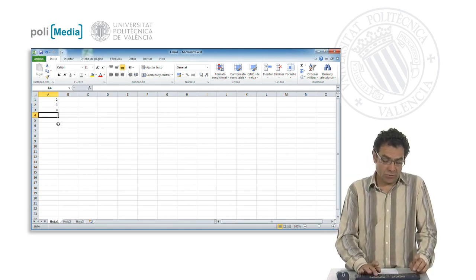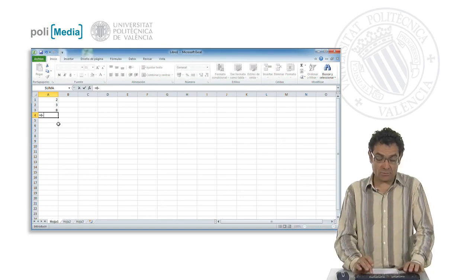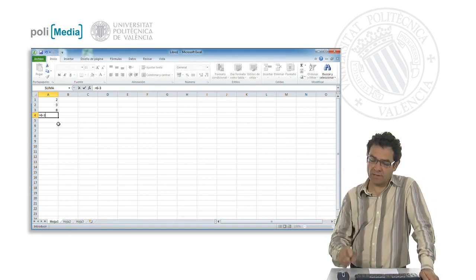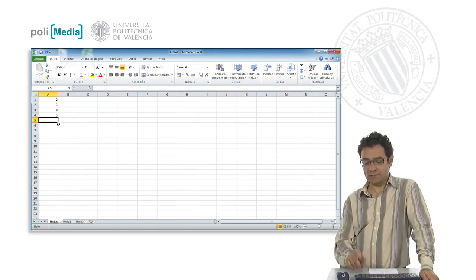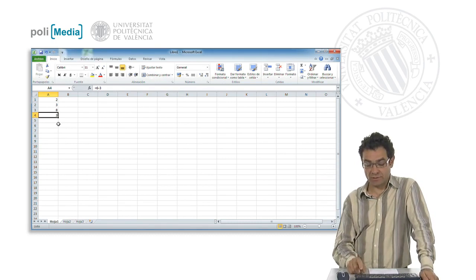In the specific case of subtraction, it will be a value less than another value, 6 minus 3. It is a very simple expression that expresses a subtraction. We hit enter and it evaluates it. The result is 3, although what is introduced in this cell is the expression equals 6 minus 3.